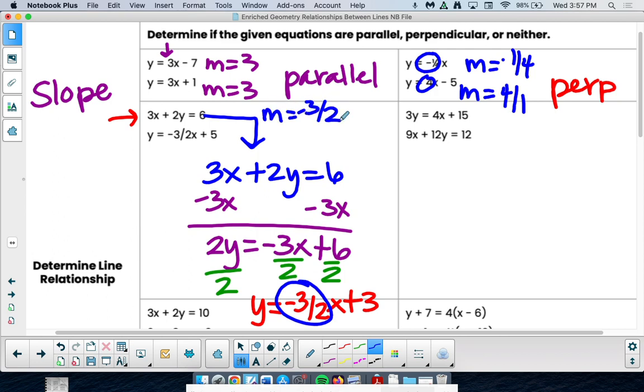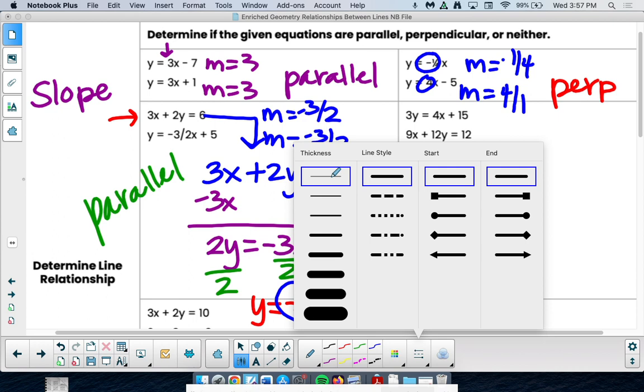And my slope on my bottom line is -3/2. Anything special about -3/2 and -3/2? Yep, they are parallel. Good job. All right, let's try another one.